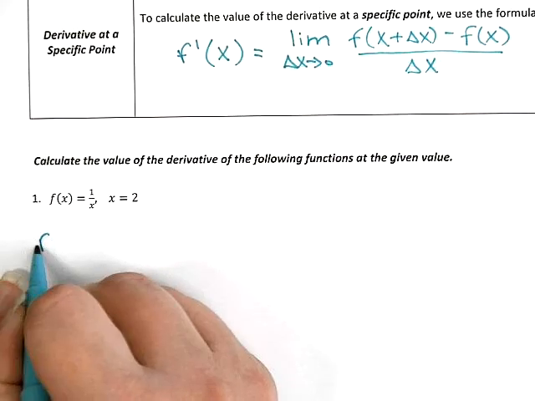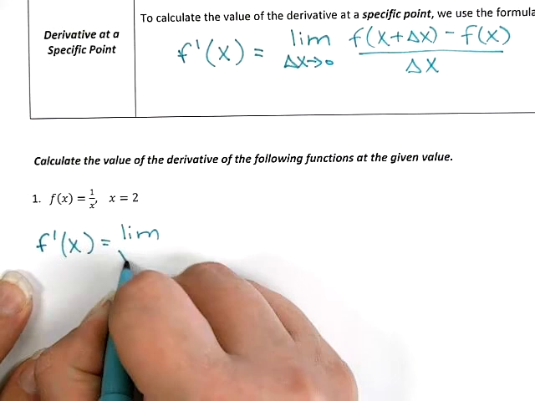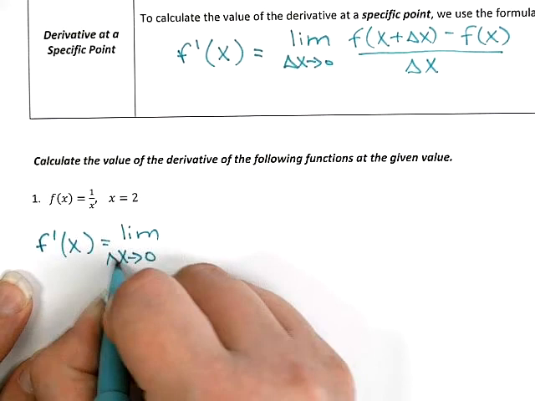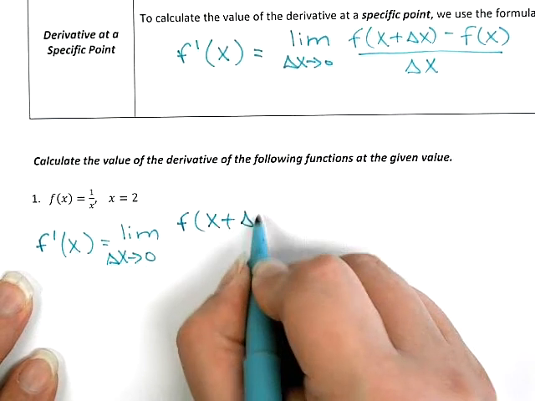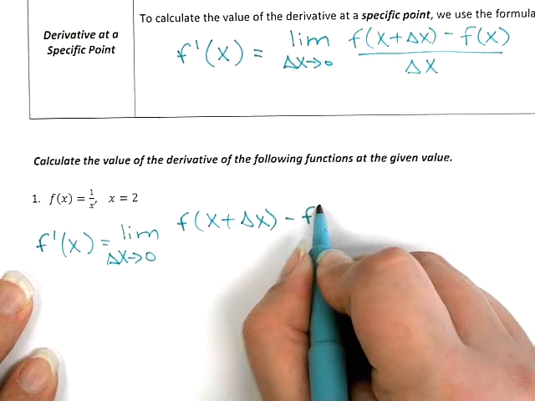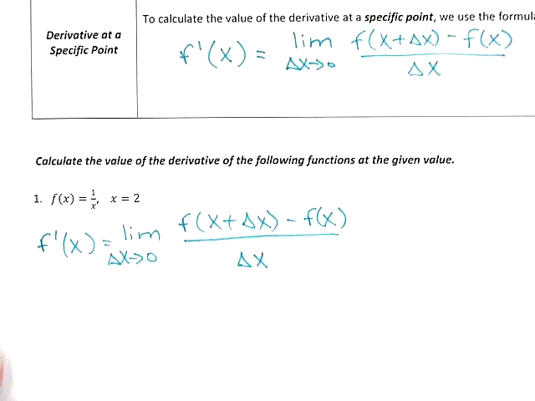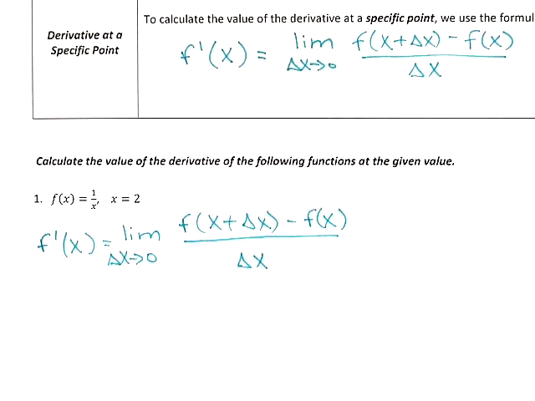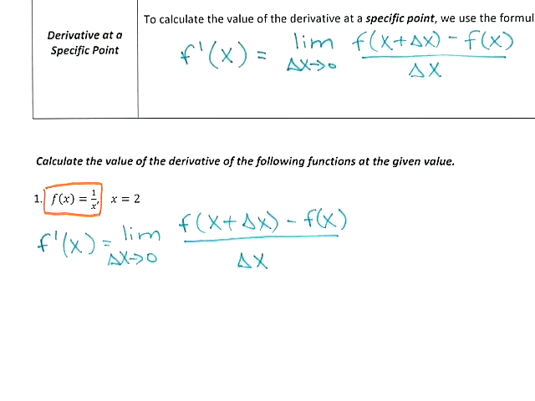So we're going to use this formula. The derivative is equal to the limit as delta x approaches 0 of f of x plus delta x minus f of x all over delta x. So cool, I got my formula down. Now I need to actually see what my function is, right? Because I kind of skipped over that. So f of x is equal to 1 over x, and we are looking at x equals 2.